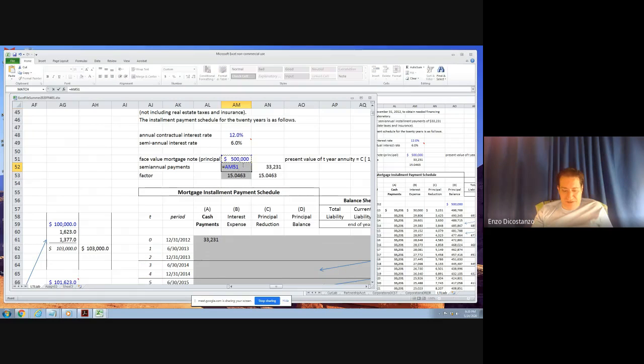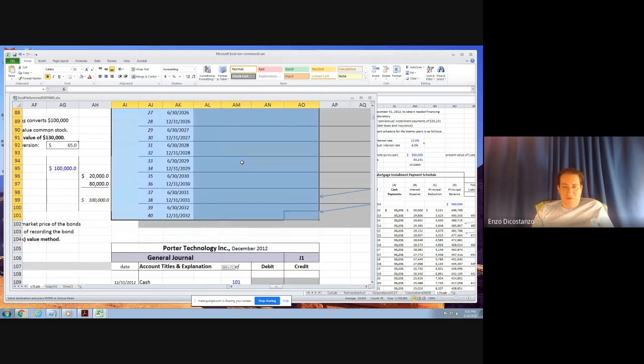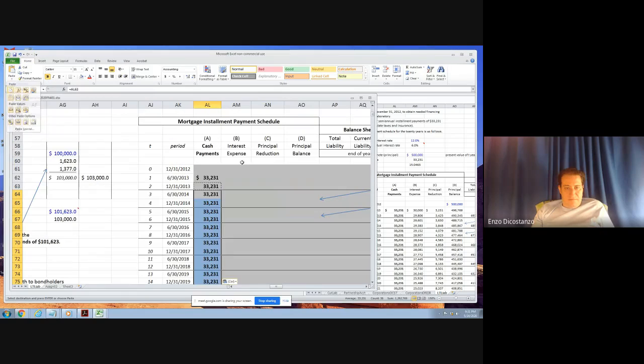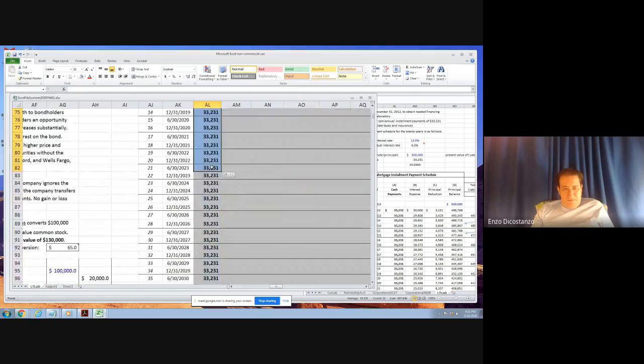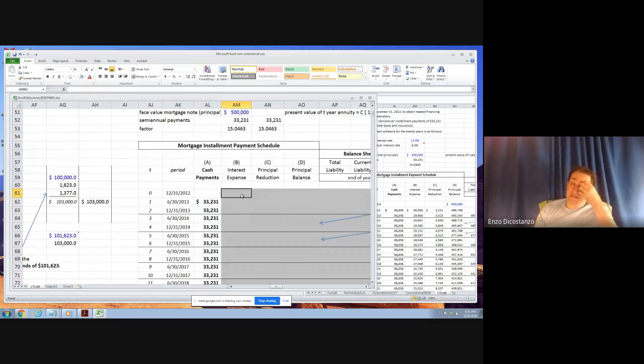So then this is just equal to this divided by that, right? And it gives you 33,000. And this is simply all this. Actually, this is not the first one. This is the first one. Okay, those are the cash payments that are made.